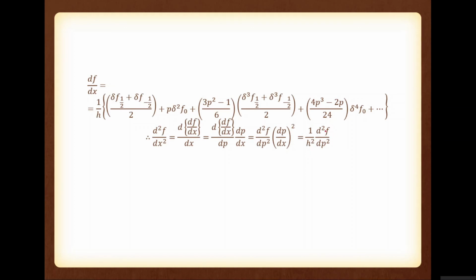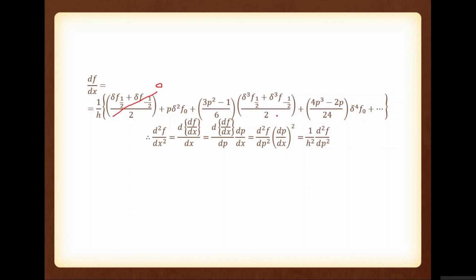Okay. Now what is d square f by dp square? This curly bracket, I told you, is df by dp. Its differentiation with respect to p is d square f by dp square. So 1 by h square into, we have to find the differentiation of this curly bracket. With respect to p, this is 0 because it is constant, so its differentiation is 0. So this p will become 1. So 1 into delta square f0. What is the differentiation of this one? This one is 6p divided by 6, because the differentiation of 1 is 0. So we have 6p by 6, it is p. So p into delta cube f1 by 2 plus delta cube f minus 1 by 2 divided by 2.